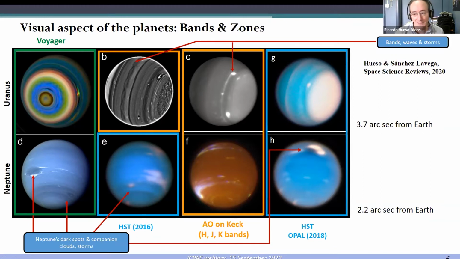And the difficulty to understand these planets is that they are very small when you are observing them from the ground or from space with a telescope like Hubble. Uranus is only 3.7 arc seconds observed from Earth. Neptune is only 2.2. If we were to compare this with Jupiter, Jupiter can be about 45 arc seconds in size. And so we have a great difficulty to get observations with spatial resolution enough to get information about the atmosphere dynamics of Uranus and Neptune.